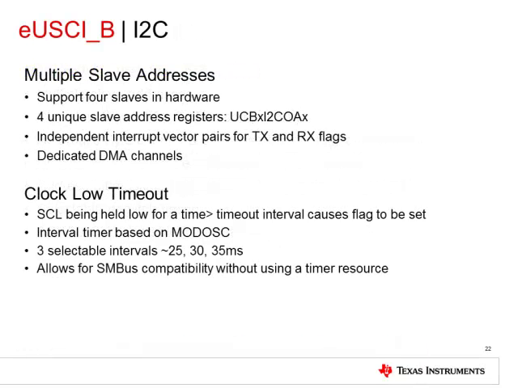The eUSCI_B module in I2C mode supports 2 different ways of implementing multiple slave addresses at the same time. It can do hardware support for up to 4 different slave addresses, each with its own interrupt flag and DMA trigger, or software support for up to 2 to the power 10 different slave addresses, all sharing one interrupt.